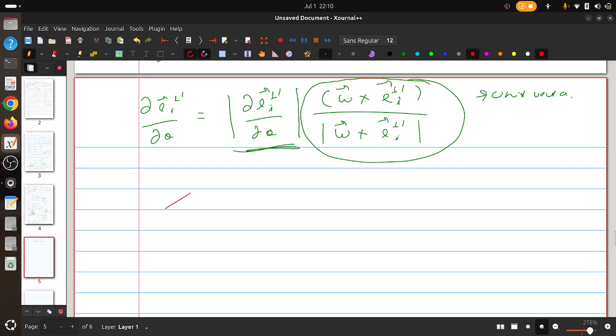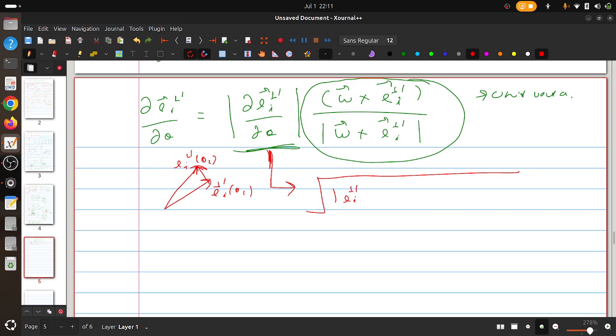So basically this is my E_I perpendicular at theta 1. This is my E_I perpendicular at theta 2, and we want to subtract, so this is the subtraction vector here. And what is its magnitude? If you have two vectors and you subtract them, it will be simply mod of E_I perpendicular prime, because the mod here is not changing, only the direction of this vector is changing.